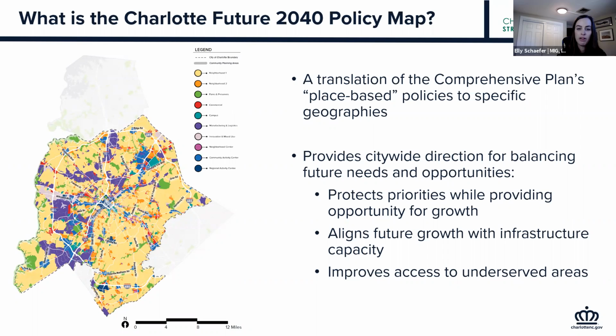So this map aims to provide comprehensive and citywide direction for how Charlotte will balance both the needs and opportunities that come with future projected growth. This mapping effort will also ensure we align future growth with infrastructure capacity so we grow smartly and maximize our resources. And finally, the 2040 policy map's citywide direction means we can ensure historically underserved areas are guaranteed better access in the future and Charlotte becomes a more equitable city.